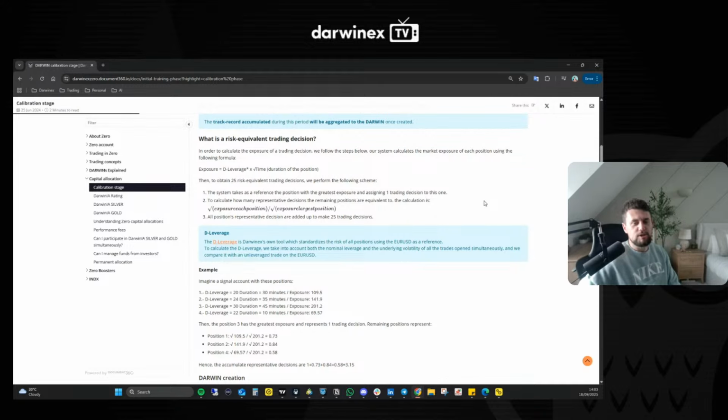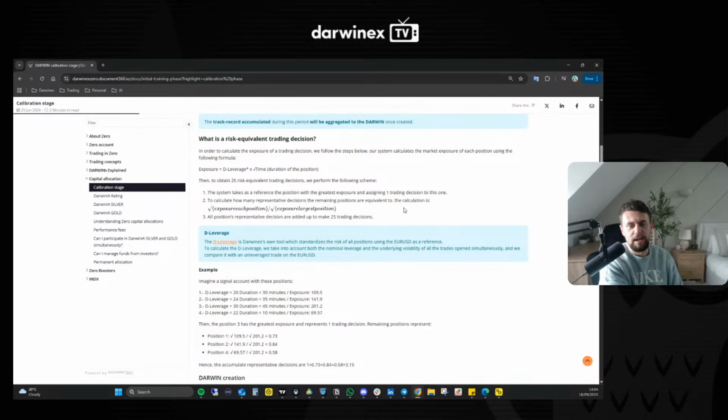Okay. So it doesn't have to be the first trade. It's just the trade that has the highest amount of exposure, and it uses that as the baseline. To calculate how many representative decisions the remaining positions are equivalent to, there's a calculation I'm not even going to attempt to say. And then all positions' representative decisions are added up to make 25 trading decisions. So all of that is to say a trading decision is based on the largest position size that you've taken.